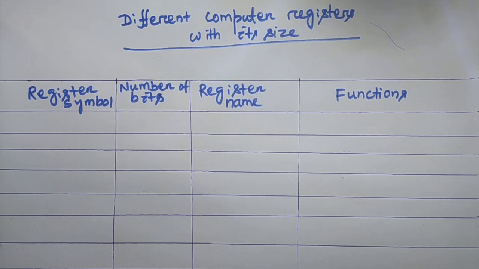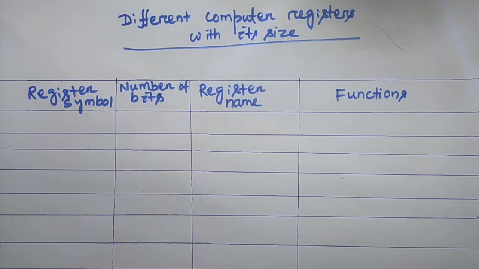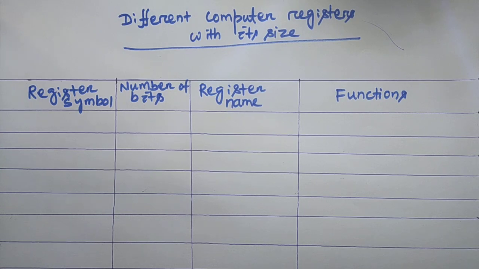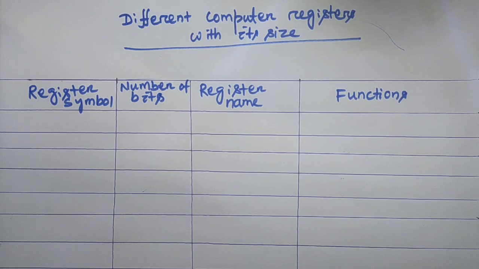Suppose we use a register as per our requirement, but that should be within a certain capacity. Suppose we use any register, if it goes beyond its capacity or beyond its size, that register cannot retrieve or store some data. So individual computer registers have individual sizes.